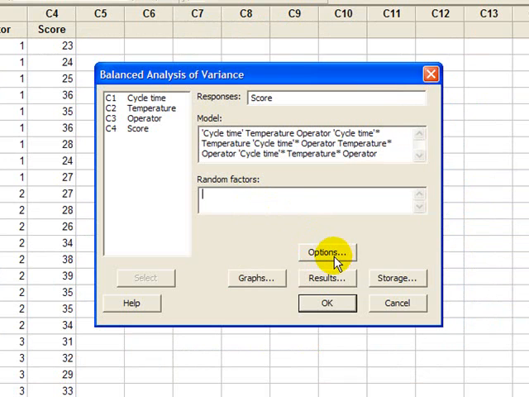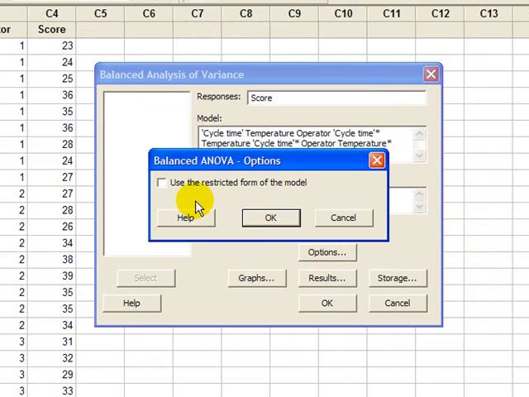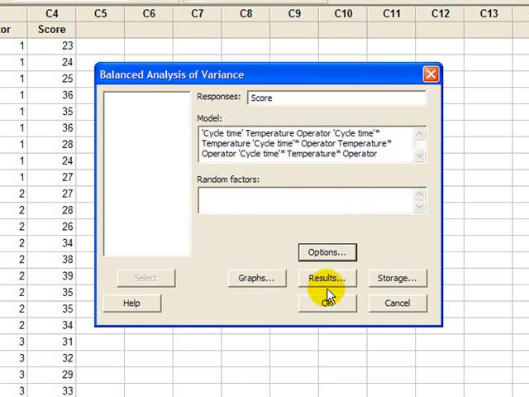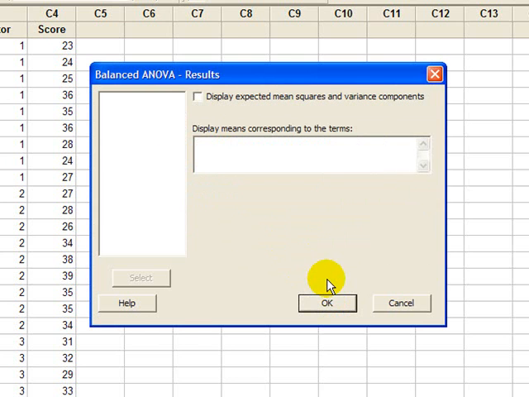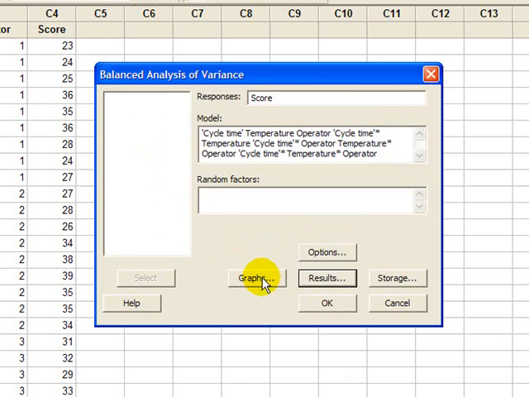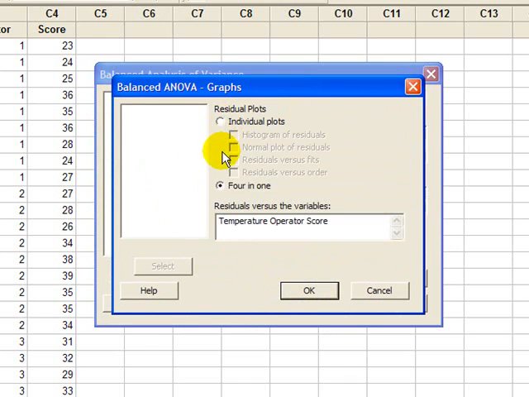Next we will select options. We don't want a restricted form of the model, so we will leave it as it is. I will go to the results section. See, now there is nothing to fill in here. It's okay as it is. Graphs. So I want to study the residuals in this problem. That's why I can select normal plot of residuals so that I can see whether the normality assumption is good or not.